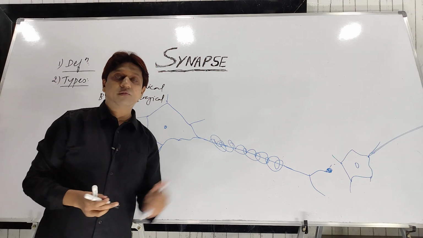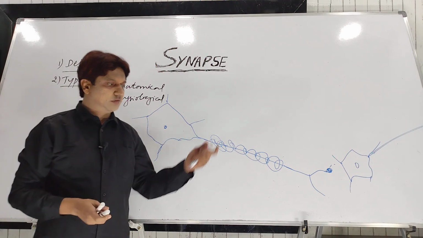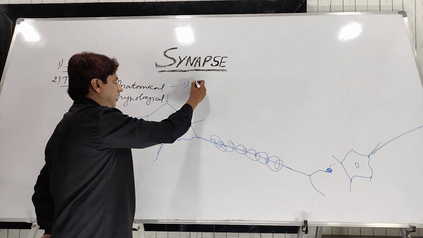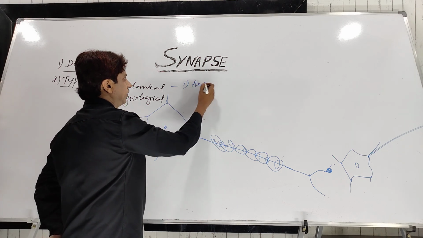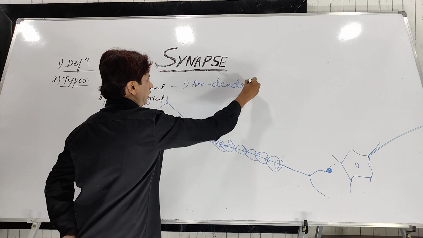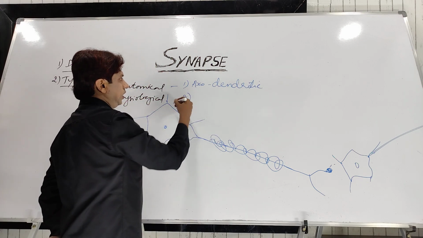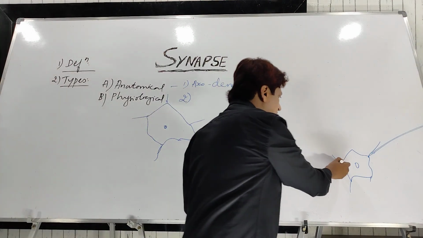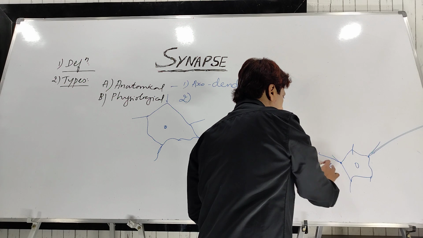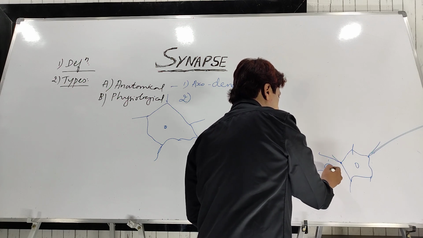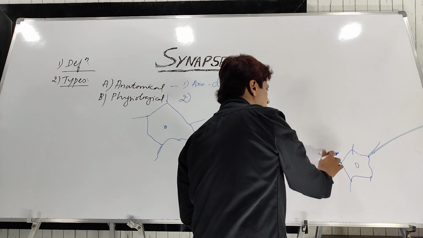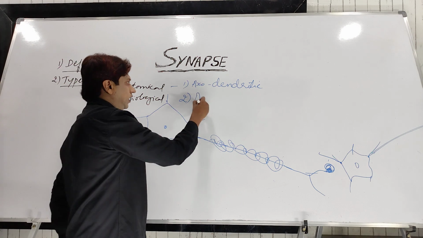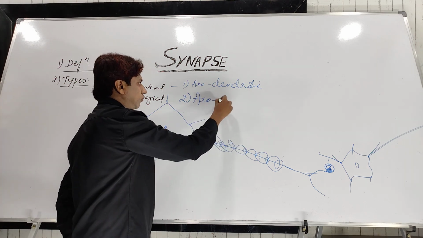Among the anatomical types there are many, but the main types we study are, first, the axodendritic synapse. That is, the axon of one neuron communicates with the dendrite of another neuron. This is the most common one that we see.